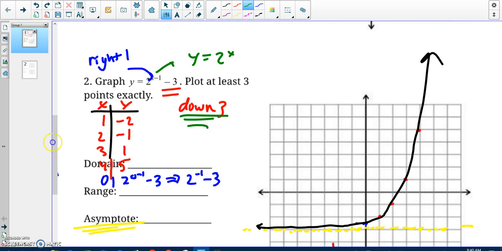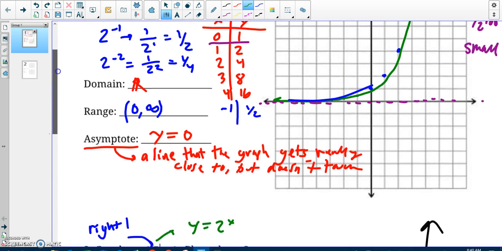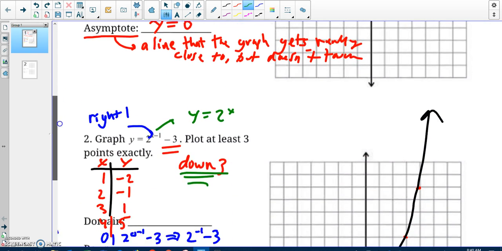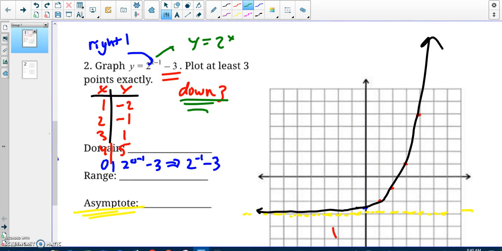It makes sense that the asymptote's at negative 3 because we moved down 3. So if you look back at our first example, the asymptote was at 0. So if we take that graph and we move it down 3, well, the asymptote's going to be at negative 3. So we have this line, that yellow line at y equals negative 3 that we don't touch.